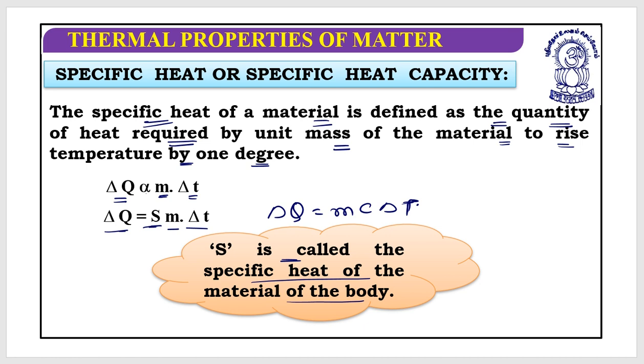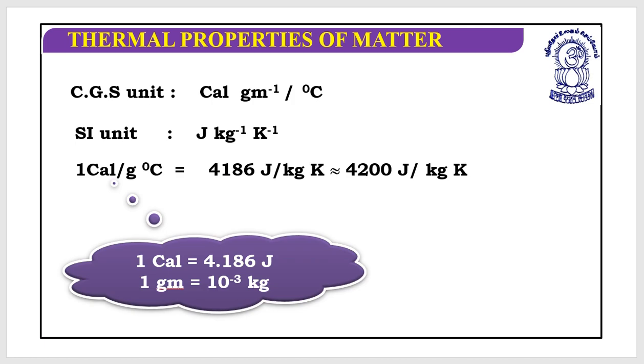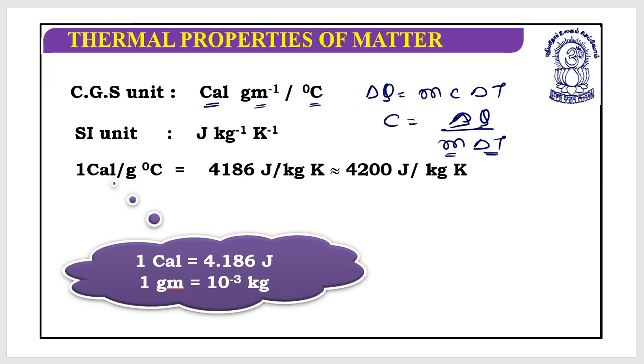Okay. So if I want the CGS unit and SI unit, it is something like this. This is MC delta T. While using C, this will be delta Q divided by M into delta T. So it's delta Q by M delta T. Delta Q could be represented as calorie, mass as gram, divided by delta T in degree Celsius. I hope this is clear. Or for the SI unit, it's joule per kg into Kelvin.